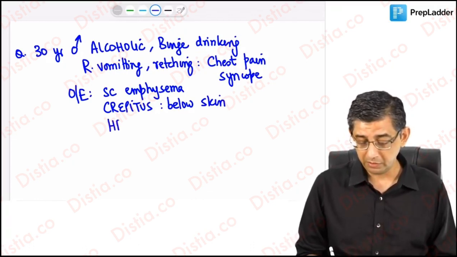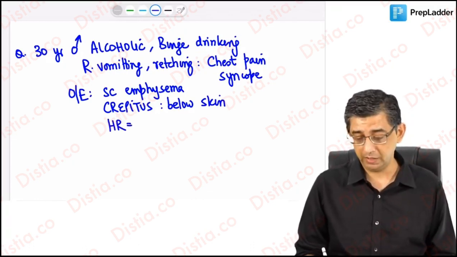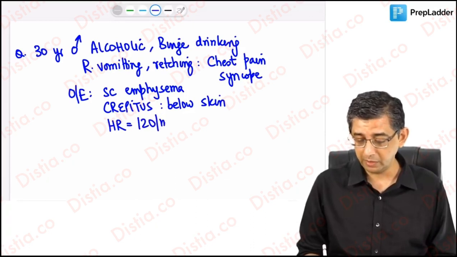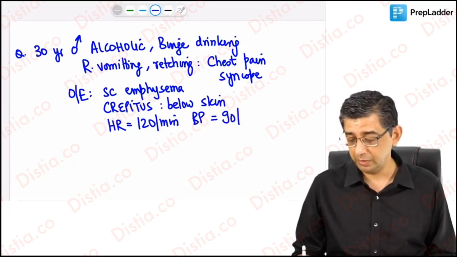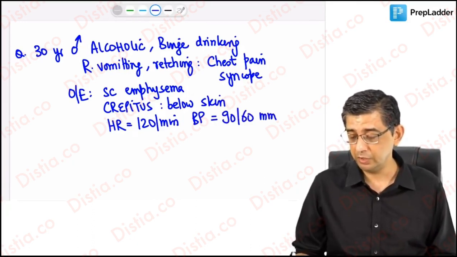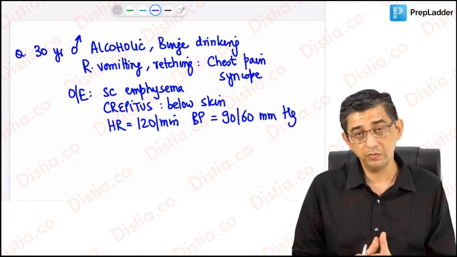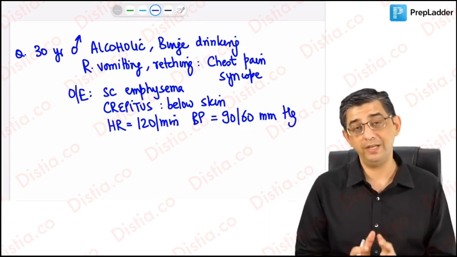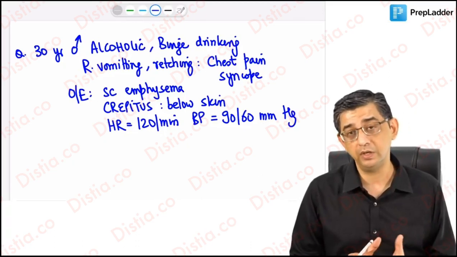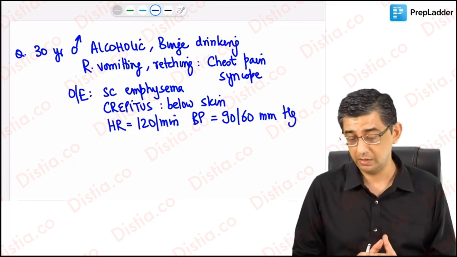The question will waste your time with the vitals also. It would be like a heart rate of 120 per minute. It could be a blood pressure value which is on the lower side, let me say only 90 by 60 millimeter of mercury. Why? Because this guy is having pneumomediastinum. And because of this pneumomediastinum component, the air would press on the great veins like SVC, IVC. So the venous return to the heart can definitely be compromised.